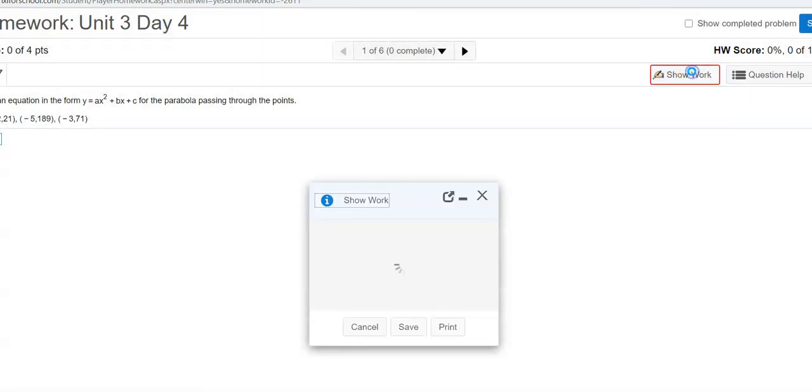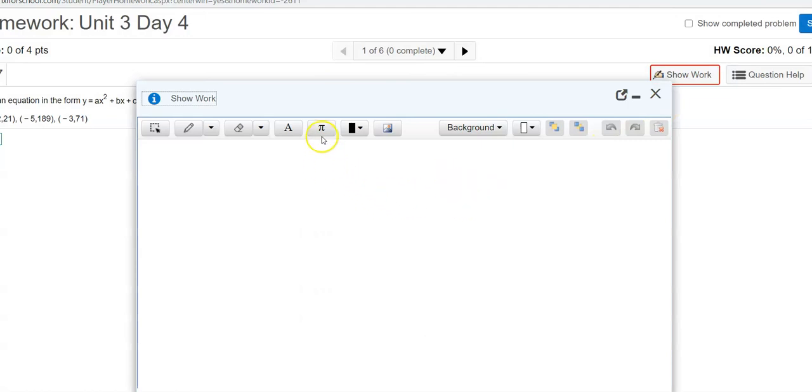When you go to show work right here, if you click here, you can actually type what you want to type. Go like this, and you can start typing like I want 6 equals, and then A negative 1 to the second, and so on. And you can type your equation like that instead of writing. So maybe that'll be more helpful for you.